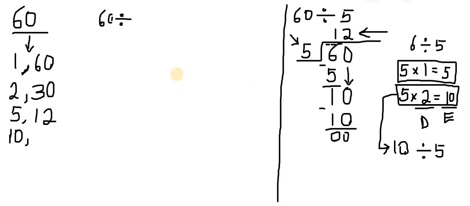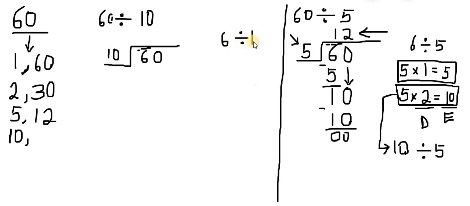Okay, so now we're going to check for 10 as well. Okay, so we can find the other factor that connects to 10. Okay, so 60 divided by 10. Take your first number. 6 divided by 10. Too small. 10 is bigger than 6, so that's 0. Okay, we take both numbers. 60 divided by 10.